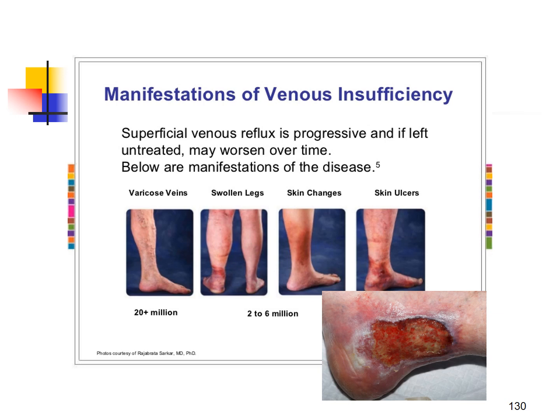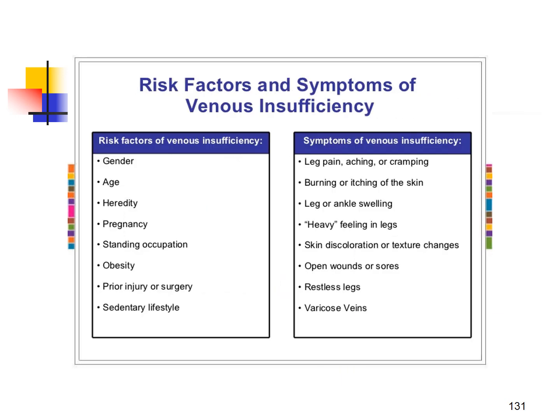All right, next slide. These are the risk factors of venous insufficiency: gender, age, pregnancy, heredity, standing occupation, obesity, prior injuries, sedentary lifestyle. What are the symptoms? We talked about them earlier: leg pain, aching, but activity helps it. Ankle swelling, feeling of heaviness, discoloration, open wounds and sores, restless legs, venous varicose veins.